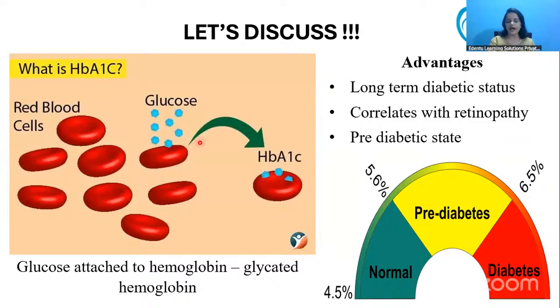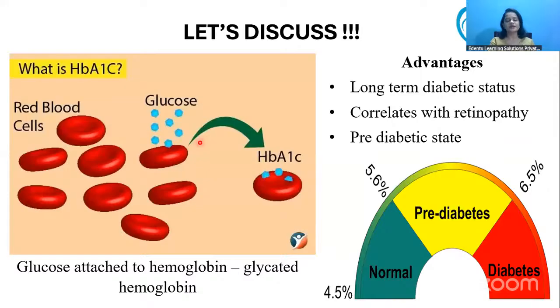It also correlates with retinopathy. It also correlates with the end stage diseases, end stage diabetic diseases like retinopathy, neuropathy, nephropathy, and all those things. So based upon the value that we get after analyzing the HbA1c, we can correlate or predict whether the patient will go on to end stage diabetic disease also.